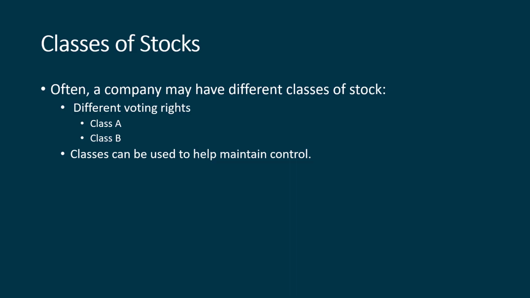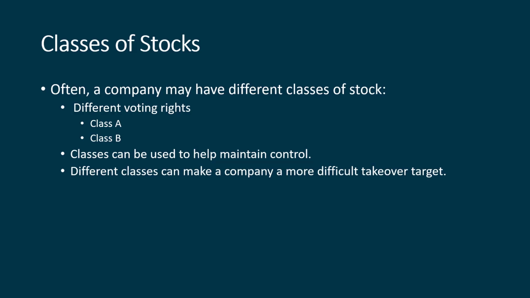Classes can be used to help maintain control. That's why there are 2 Google stocks out there. They created a second type of stock that a lot of people still invest in, but they set it up in such a way so that nobody else could come in and sneak around and become a majority shareholder.